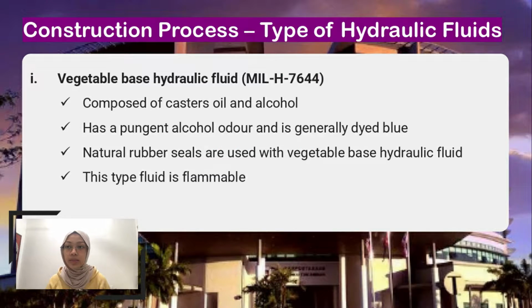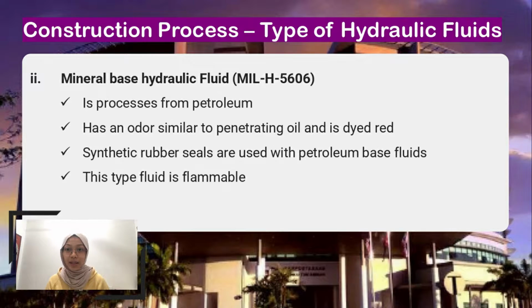Number 1, vegetable-based hydraulic fluid, has an alcohol odor and is generally dyed blue. Natural rubber seals are used with vegetable-based hydraulic fluid. Number 2, mineral-based hydraulic fluid, is processed from petroleum, has an odor similar to penetrating oil, and is dyed red. Rubber seals are used with petroleum-based fluid.